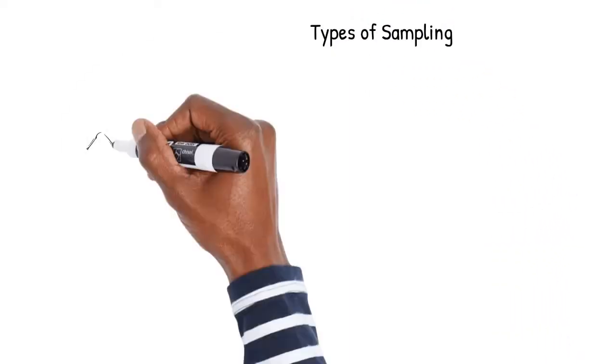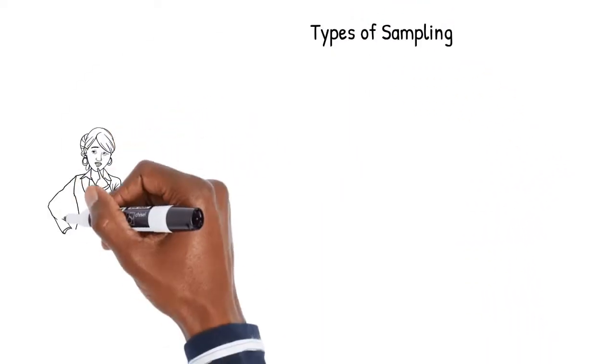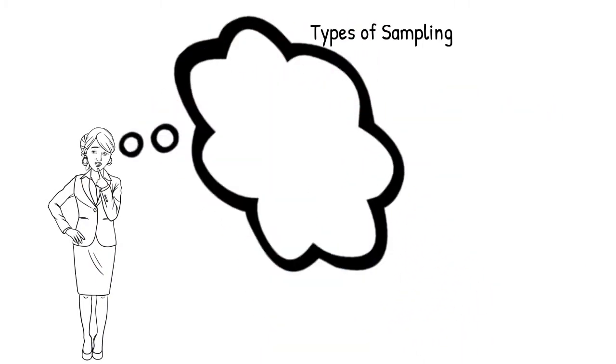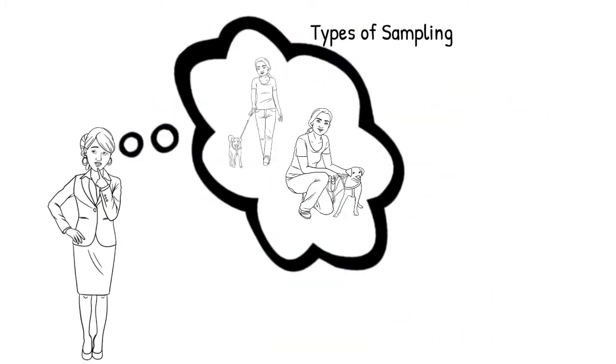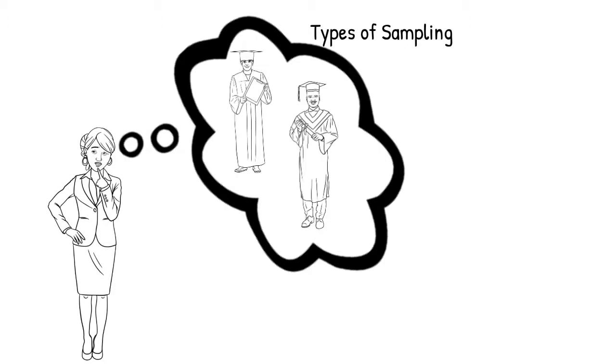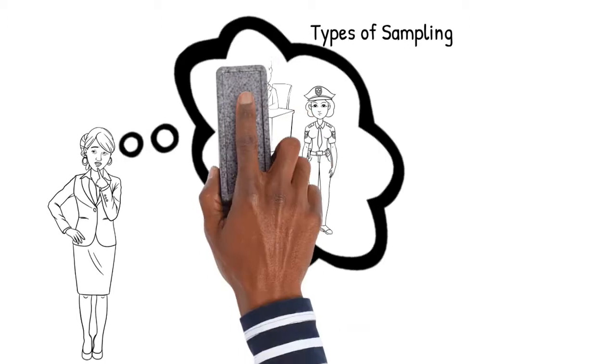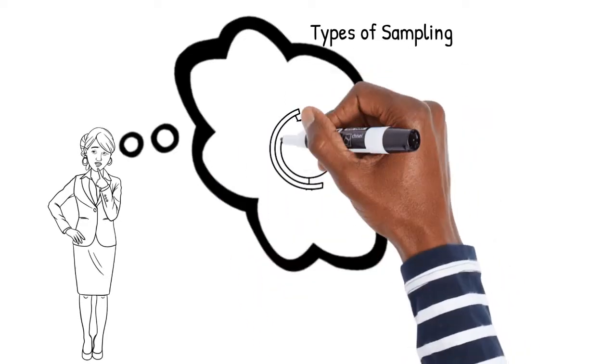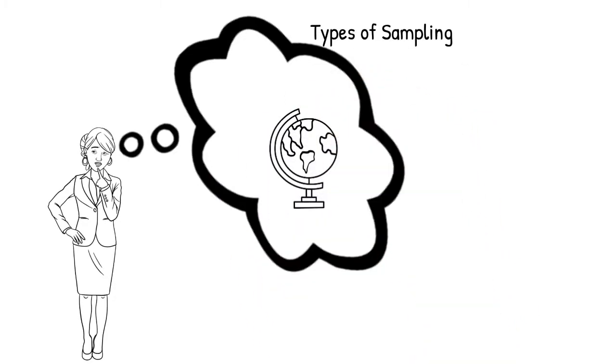In this video, we'll be looking at types of sampling. Here we have Kate. She's curious about a lot of things in the world. She's interested in learning about the pets that people own, the education that people have received, the types of jobs people have, and so much more. Because of her curiosity about the world, Kate knows that it is important to collect data in an effective way, so she learns about different ways in which we can collect data.